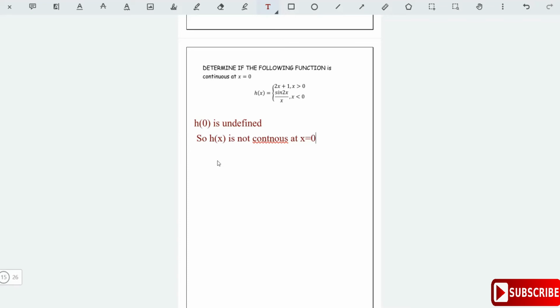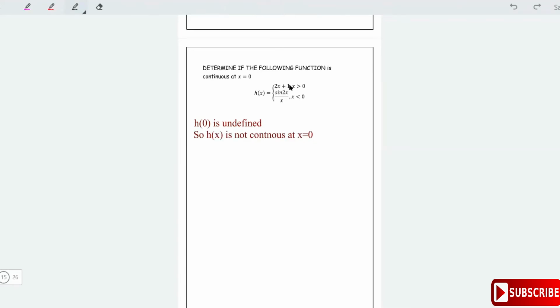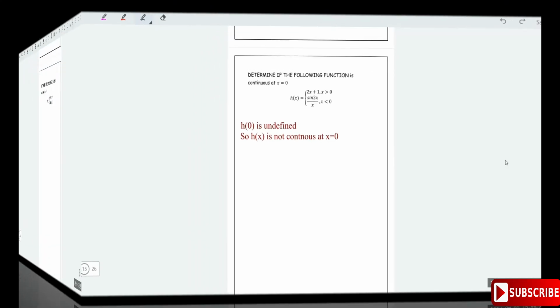Now, if you were to actually find the limit on the left-hand side, you get 2. The limit on the right would be 2. The limit would be there, but it's just that the function is undefined in this example. Easy, soft. Let's look at another question.